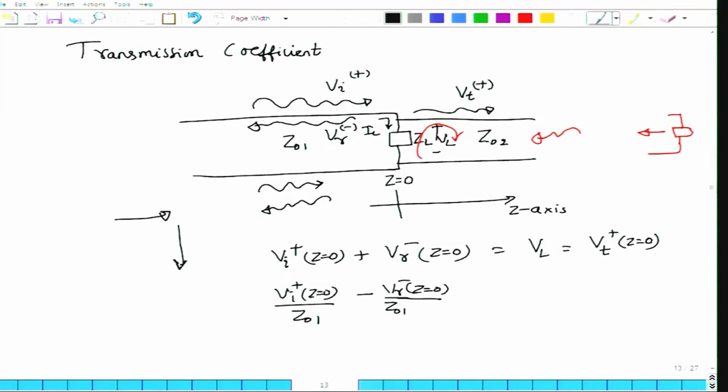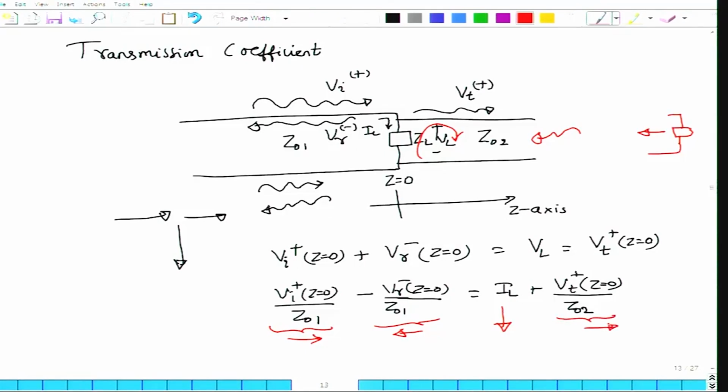There will be some current through the load and the remaining current will be transmitted. So, this must be equal to the current through the load, which is IL, plus Vt plus at z equal to 0 divided by Z02. Clearly, this is the current which is incident, this is the current which is reflected, this is the current through the load, and this is the current that is transmitted. Now, you can simplify these two equations.